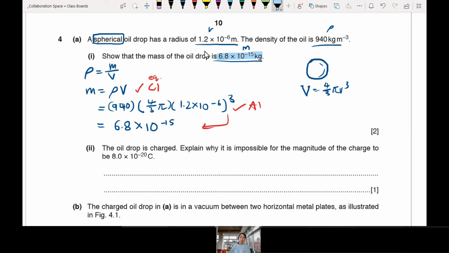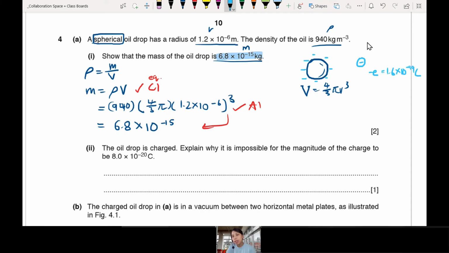Part 2. The oil drop is charged. Explain why it is impossible for the magnitude of the charge to be 8.0 times 10 to the negative 20. Why impossible? You look at the oil drop on the top right. It could be charged because of, let's say, electrons. So you have electron, electron, electron, electron, electron, electron, electron, electron. It becomes negatively charged. Each of these electrons has a charge of negative e. e is a constant, 1.6 times 10 to the negative 19 coulomb.